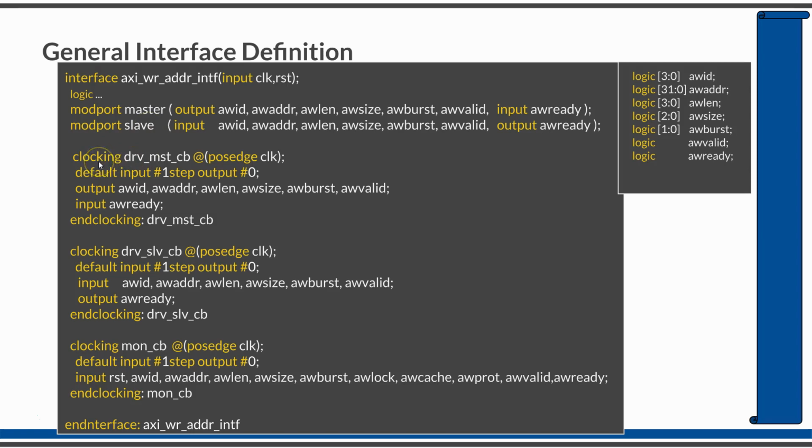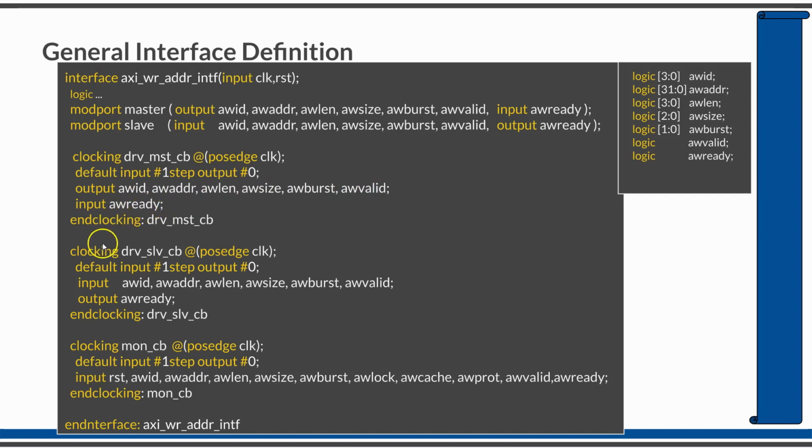Apart from that, to use this interface in the test bench, you need to define appropriate clocking blocks. In this case, you need three different clocking blocks. You need a clocking block where you want to drive signals in the master mode, which I am naming DRV underscore MS underscore CB. All these clocking blocks use the default input as hash 1 step and output as hash 0, which you have learned in the previous session. And the drive master clocking block defines all the signals as output, and this is input.